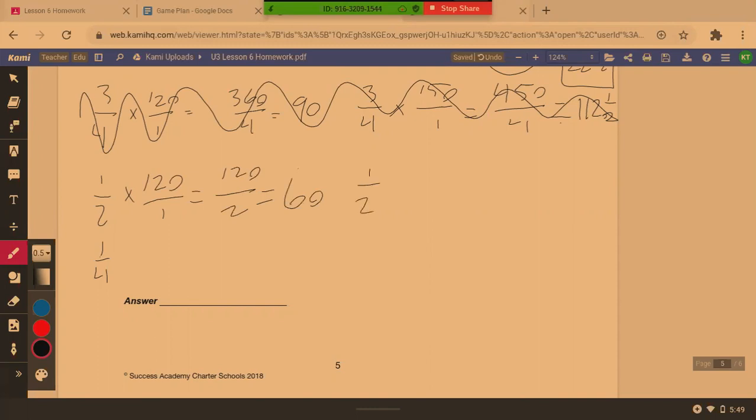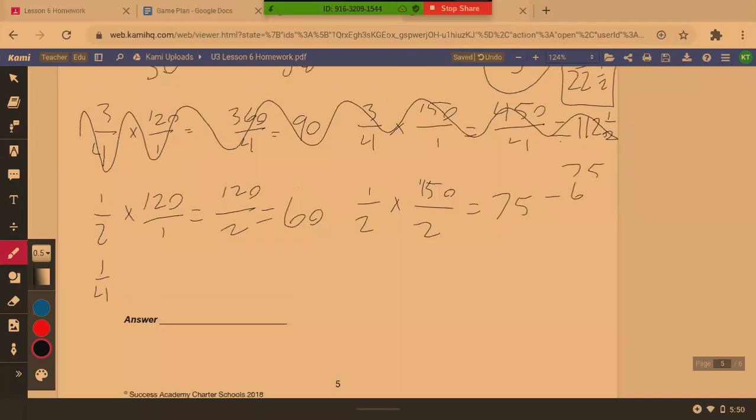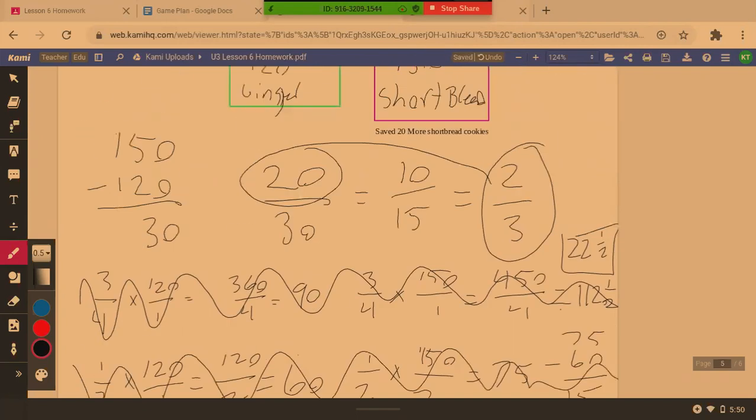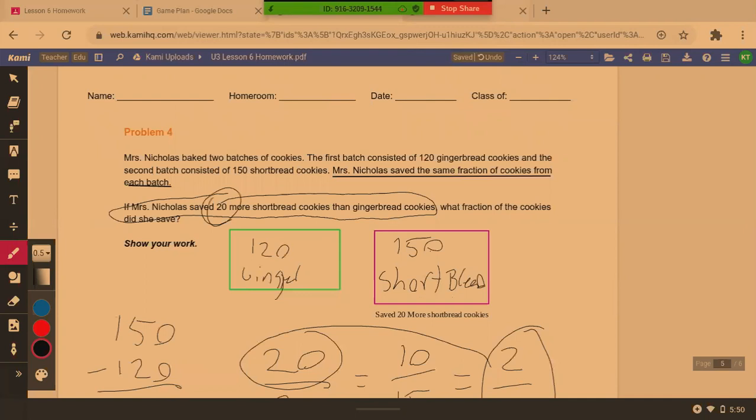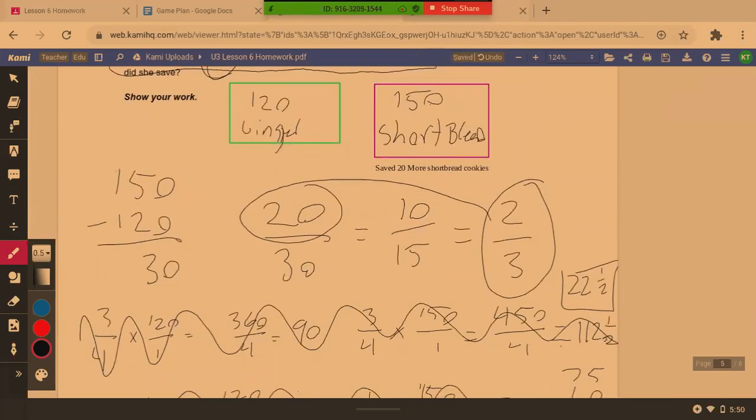Okay, so she saved 60. If she saved half of 120, that'd be 60, and half of 150 is 75. And the difference between 75 and 60 is 15. So we know that didn't work because we need it to be 20.